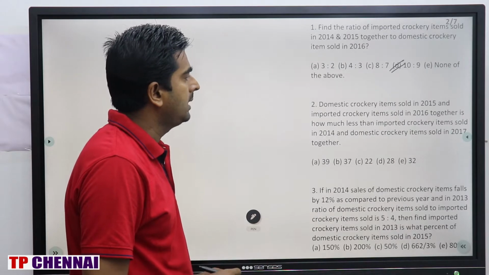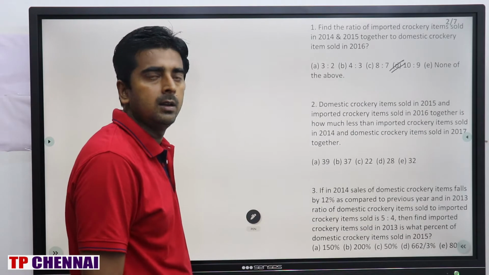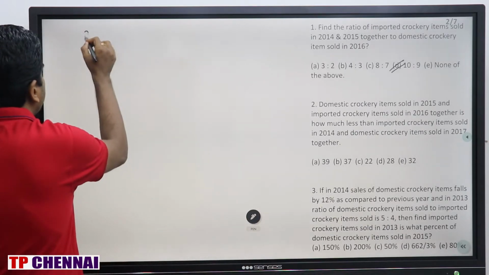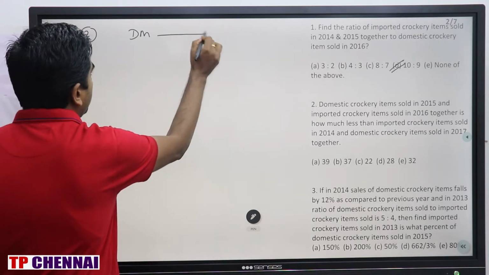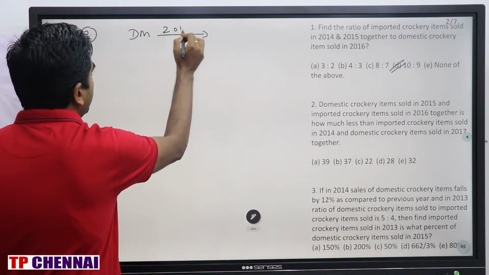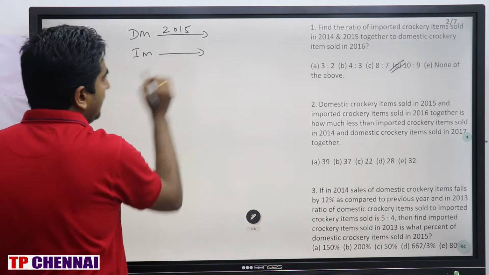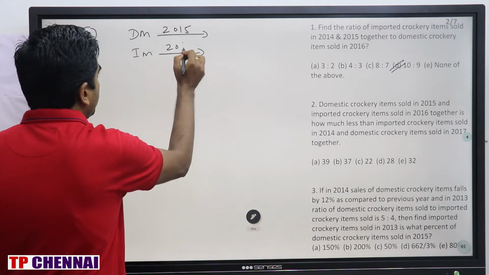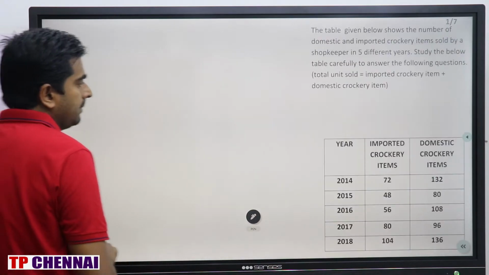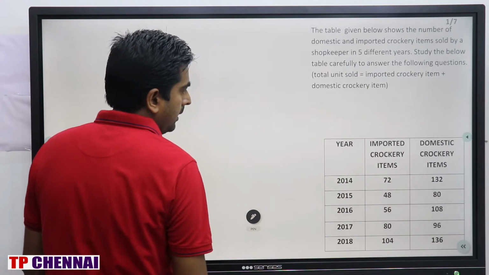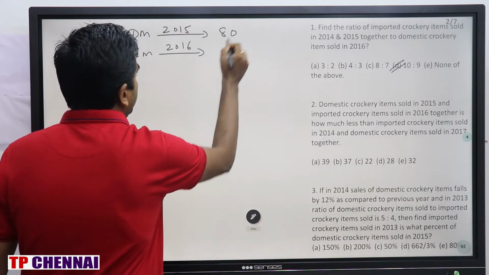Question number 2. Domestic crockery items sold in 2015 and imported crockery items sold in 2016 together is how much less than imported crockery items sold in 2014 and domestic crockery items sold in 2017 together. So domestic 2015 and imported 2016 together: 80 plus 56.